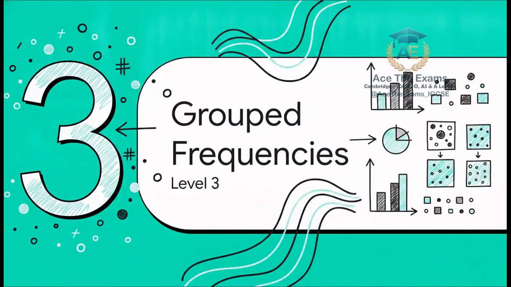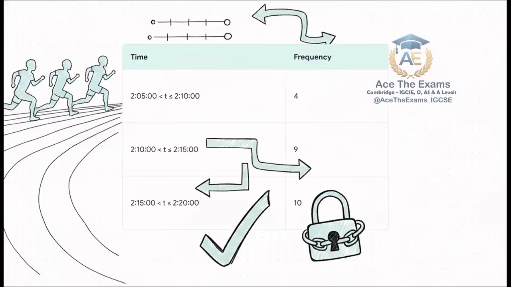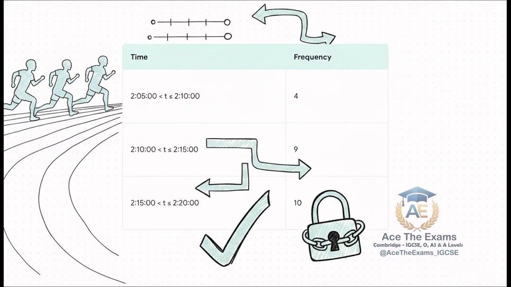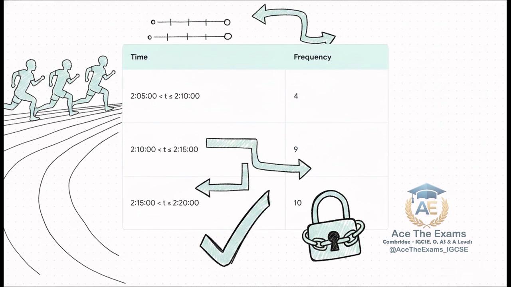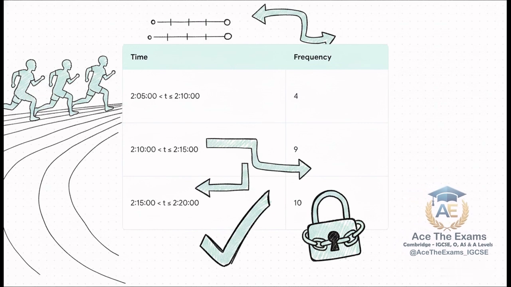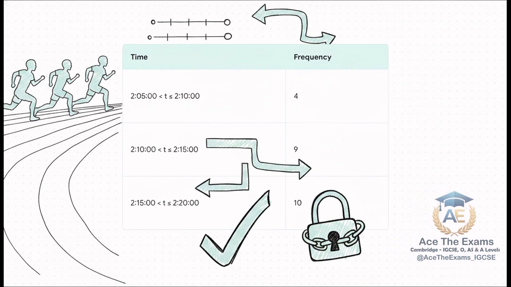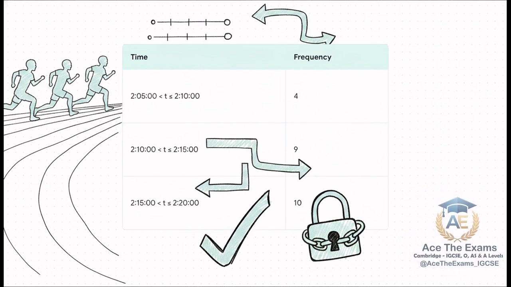Level 3. Organizing grouped frequencies. So what happens when your data set is just way too massive? If you're tracking the finishing times of hundreds of marathon runners, listing every individual number becomes completely useless, and grouping the data becomes absolutely essential.